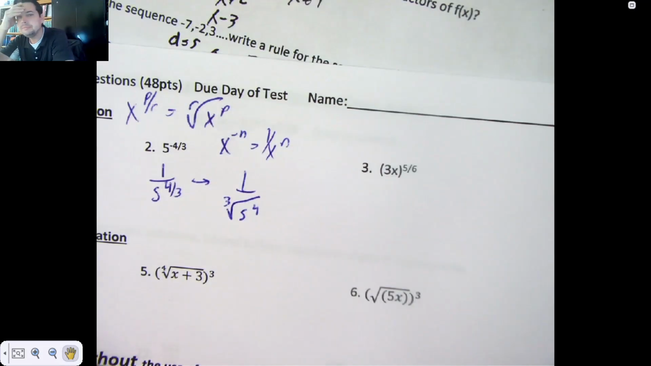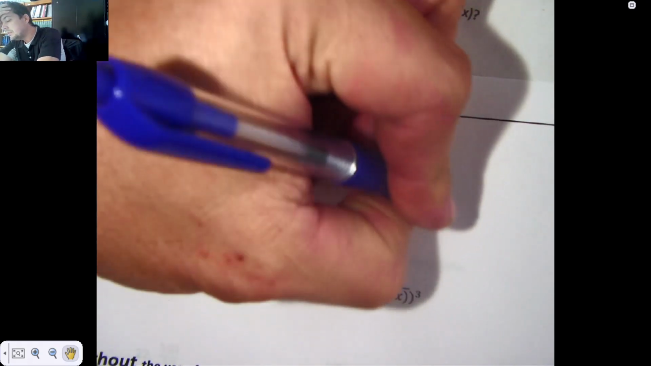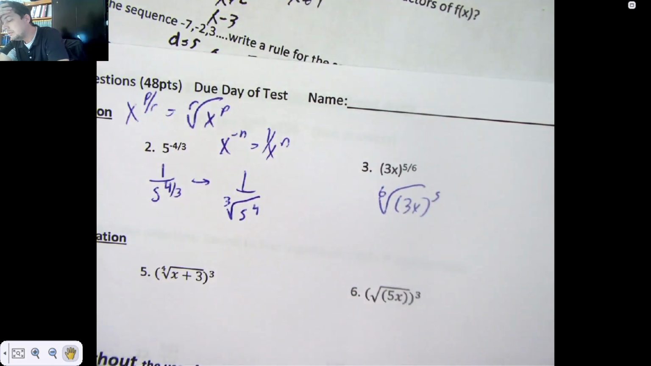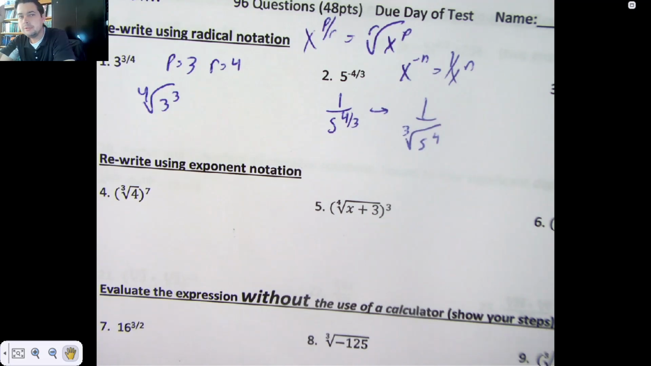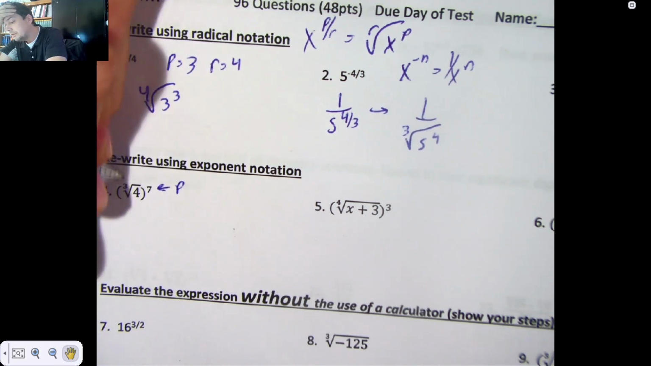Easy peasy stuff. All of this, 3x is all to the 5/6, so it's as simple as a 6th root of 3x. Don't forget, both pieces in a set of parentheses or it's wrong, to the 5th. Ta-da! Other way around, exponent notation. Same rule up here. Just reverse it. This is the power, and this is the root.